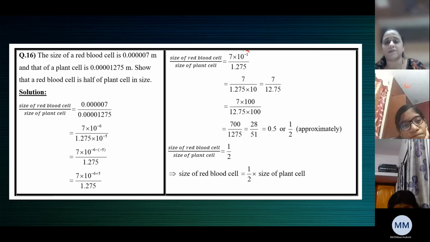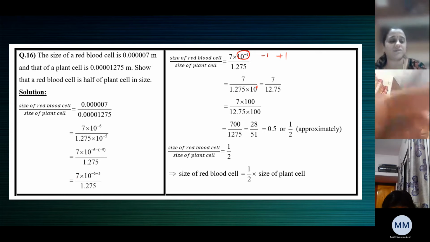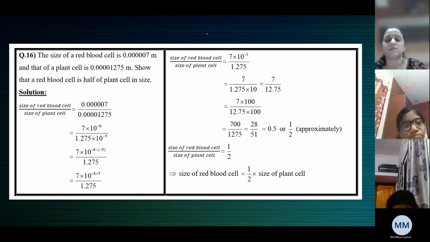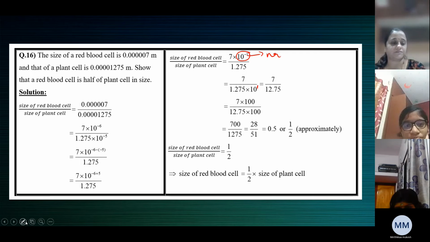So 10 to the power -1. You're shifting its position. You're bringing it down to the denominator. So write the negative of -1, which is +1. So that's how you should understand this. Don't show so many steps in the middle. The power of 10 is negative. You want to make it positive. So where is it? It is in the numerator. Bring it down to the denominator. So it will become 10 to the power +1, which is nothing but 10.